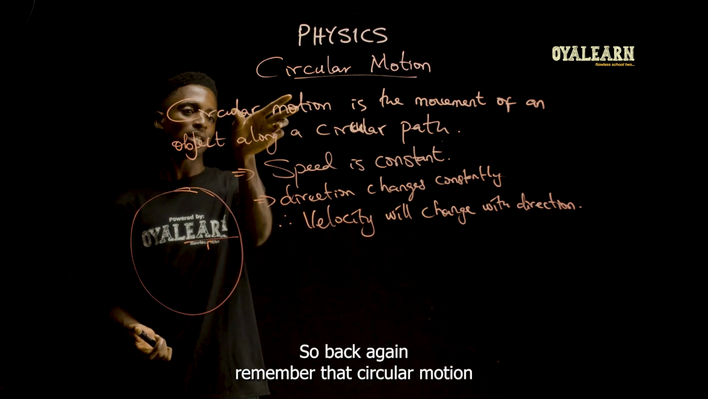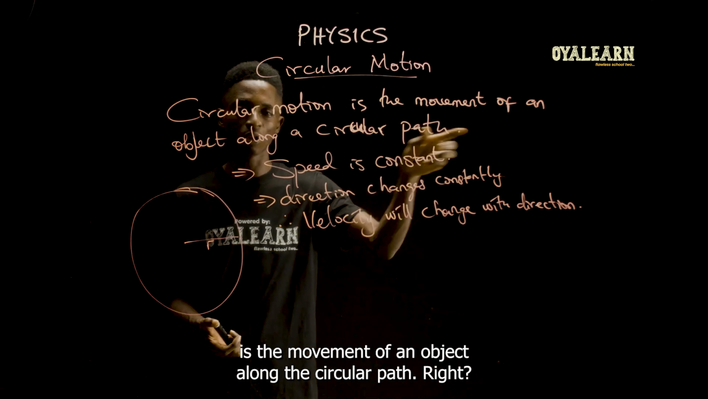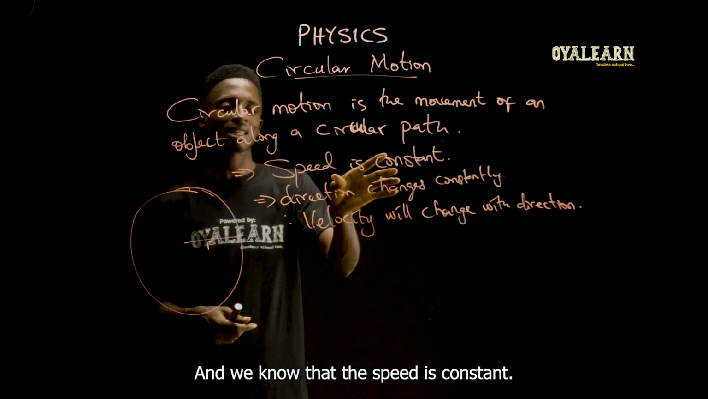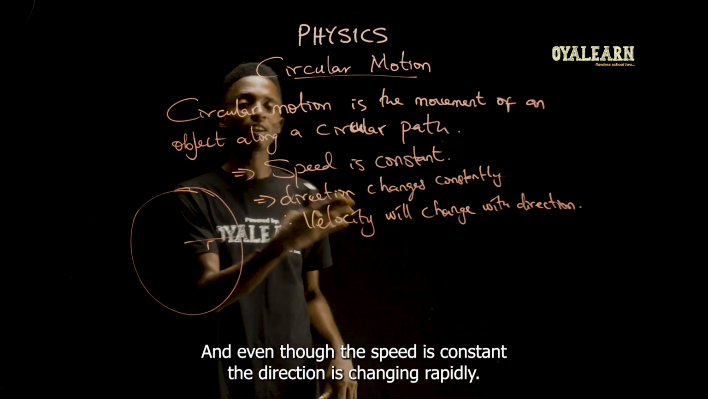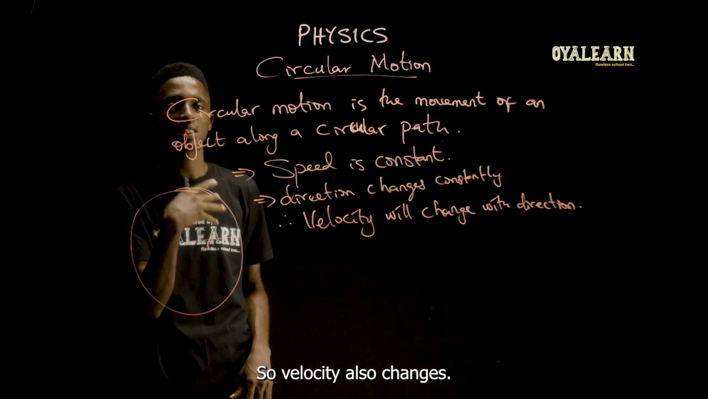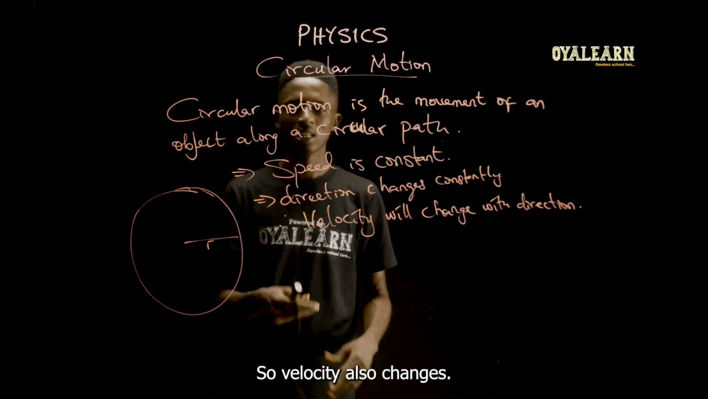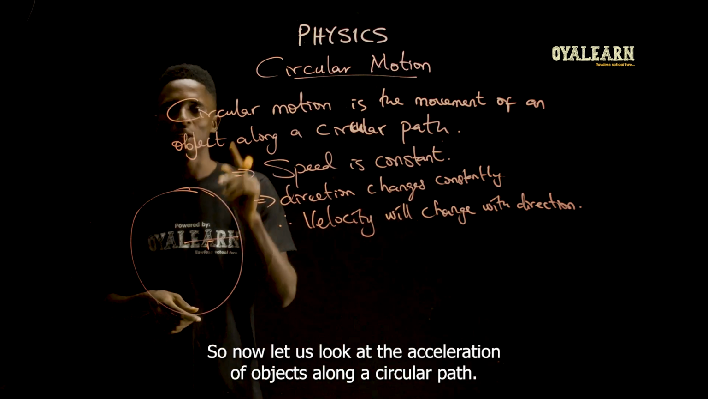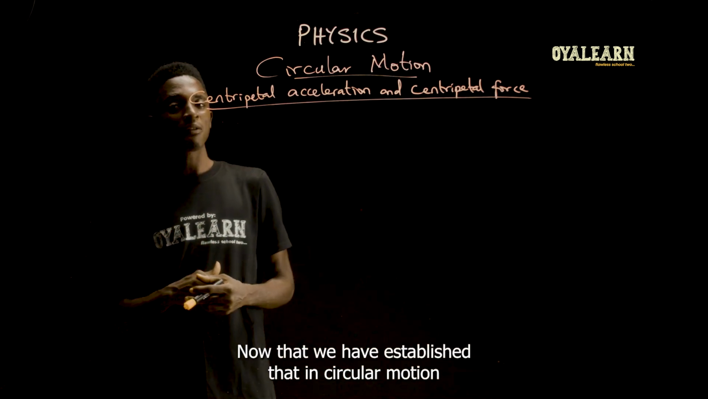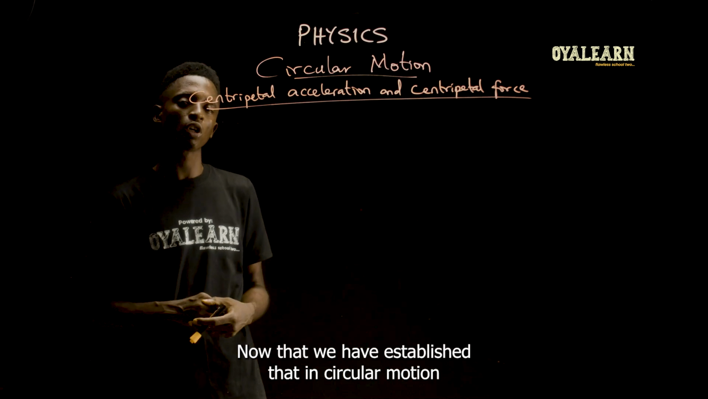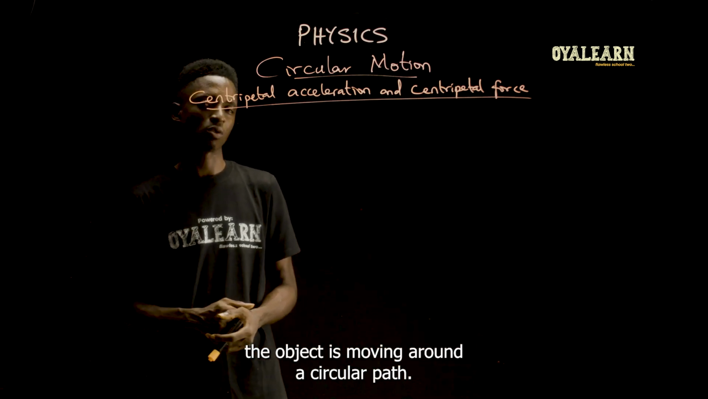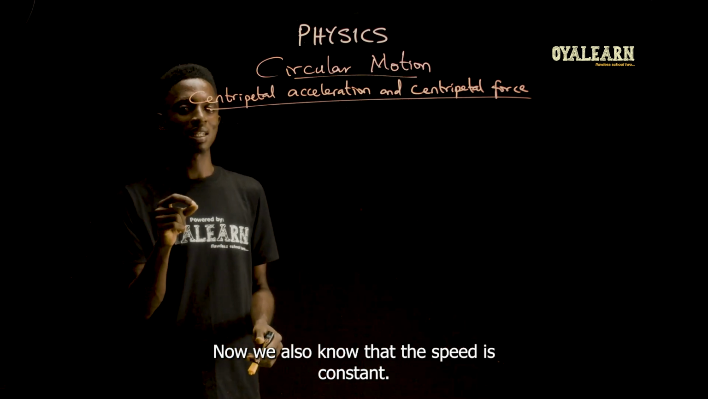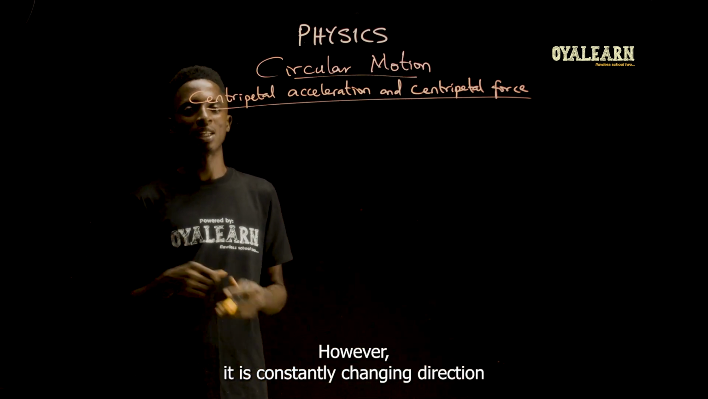Okay, so back again. Remember that circular motion is the movement of an object along the circular path, right? And we know that the speed is constant, and even though the speed is constant, the direction is changing rapidly, so velocity also changes. So now let us look at the acceleration of objects along a circular path. Now that we have established that in circular motion, the object is moving round a circular path, we also know that the speed is constant. However, it is constantly changing direction.